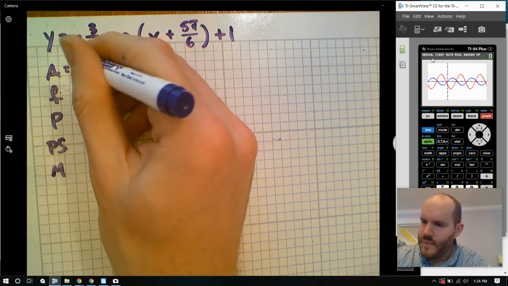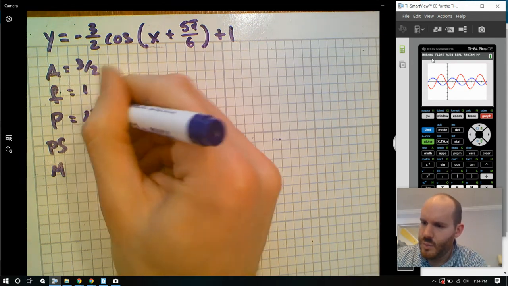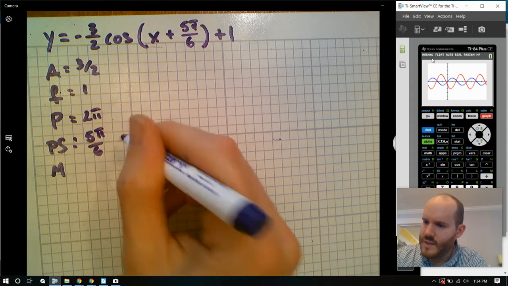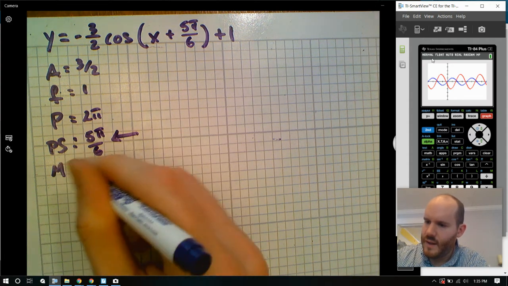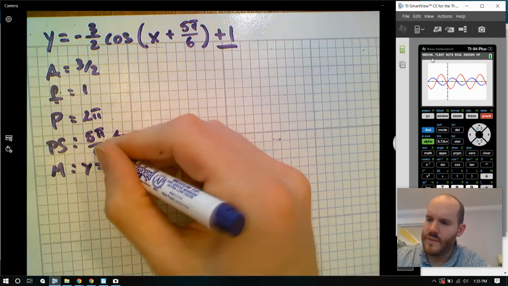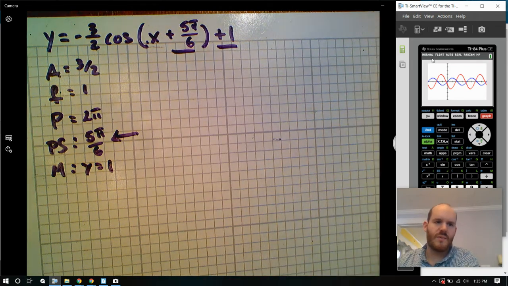For this problem, it's 3/2, 1, 2 pi, 5 pi over 6 to the left, and y equals 1. That y equals 1 coming from that 1, that phase shift coming from the addition here. Frequency is a coefficient, amplitude is a coefficient. Okay.